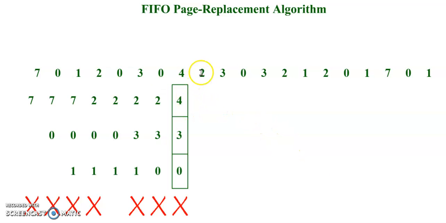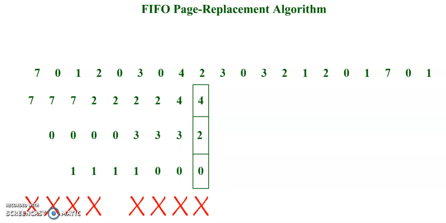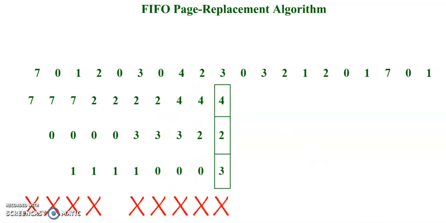Next I have to insert 2. I have to look for another oldest. 3 is going to be the oldest one, so I am going to replace 3 with 2. Then I am going to insert the next element 3, so I have to find out the oldest one. So 0 is comparatively the oldest, so we are going to replace it there.